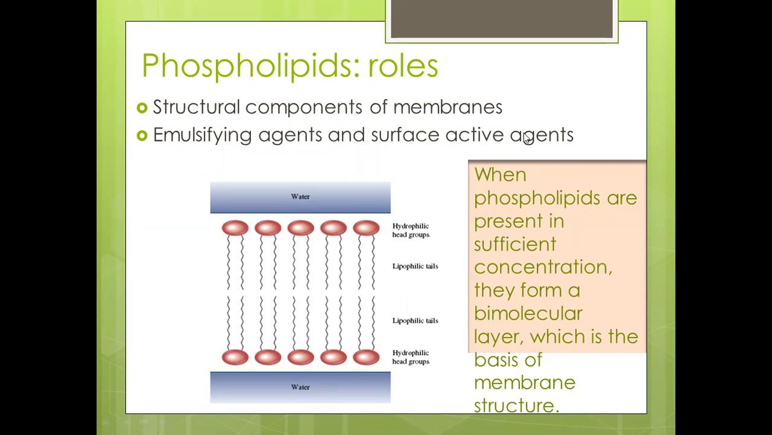So if you look at cellular membranes, one of the main roles of the phospholipid, of course, is as a structural component of the cell membrane. It is also used as an emulsifying agent and a surface active agent. How would it act as a structural component of the membrane? Here are the hydrophilic head groups of your phospholipids, and here you have your lipophilic tails or hydrophobic tails.